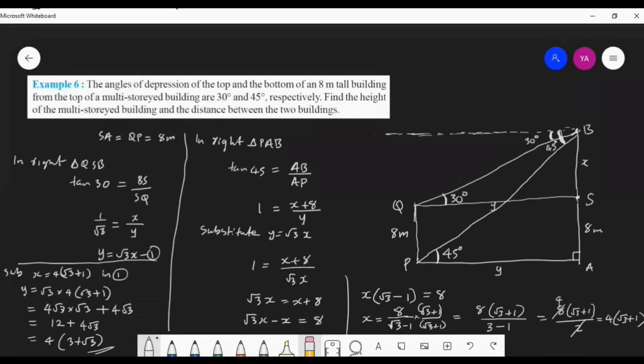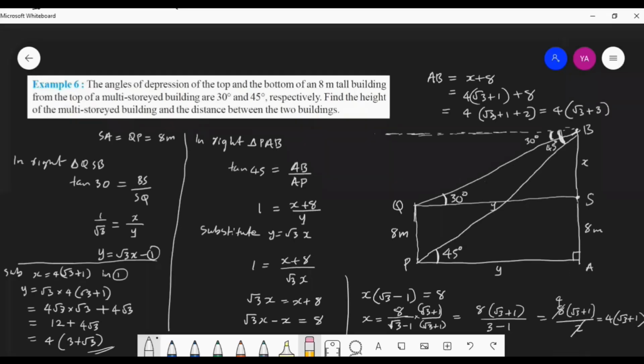We also need this length AB, that is the height of the multi-storied building. AB is equal to x plus 8. So we have x is equal to 4 into root 3 plus 1, and plus 8. You can either stop there or take 4 common outside. What will come inside the bracket? Root 3 plus 1 plus 2, and 1 plus 2 is 3. So 4 into root 3 plus 3.